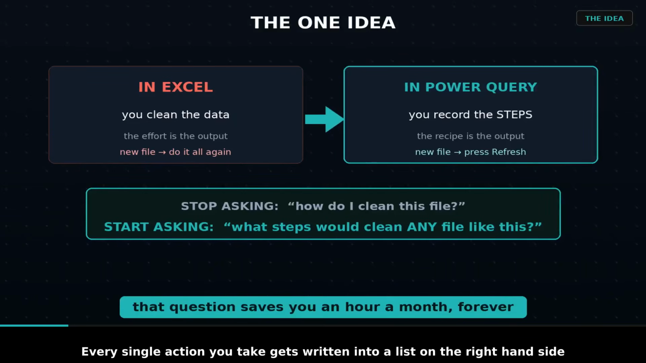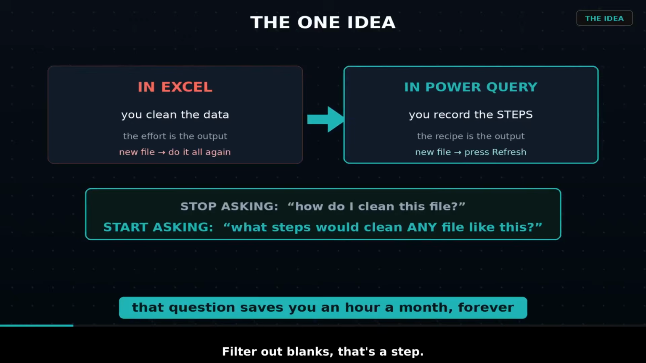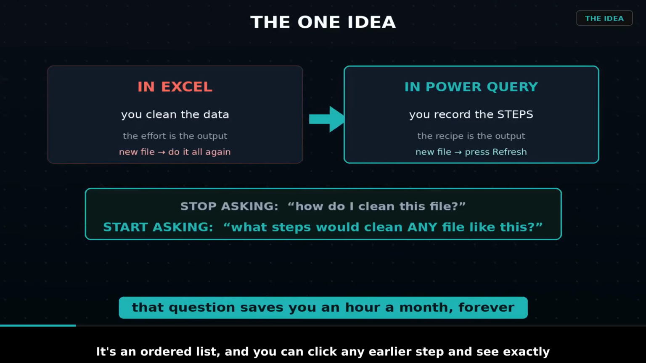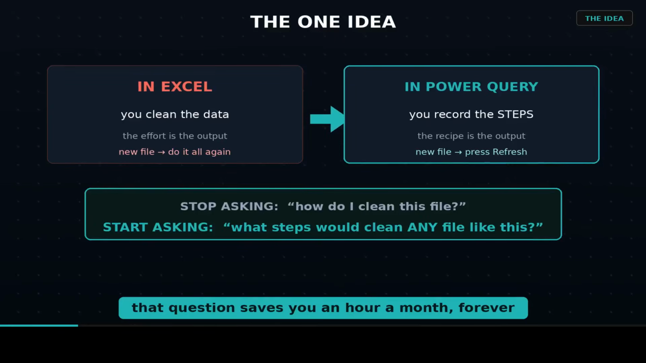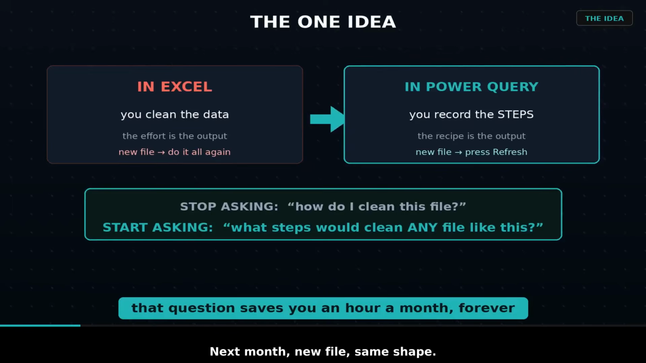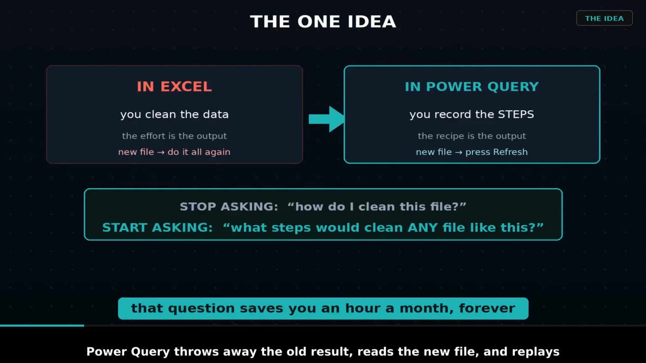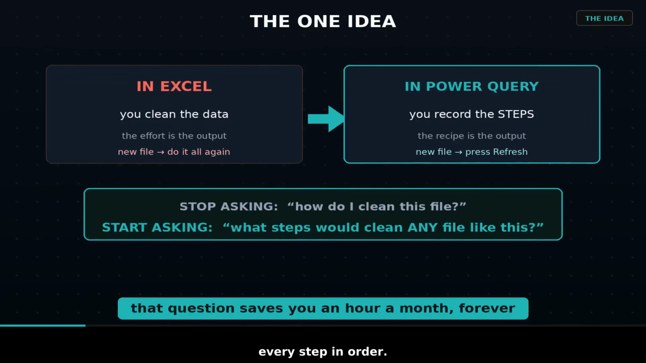Every single action you take gets written into a list on the right-hand side called applied steps. Change a column type, that's a step. Remove 3 columns, that's a step. Filter out blanks, that's a step. It's an ordered list, and you can click any earlier step and see exactly what the table looked like at that moment, which by the way is the best undo system in any tool I use. Next month, new file, same shape. You hit refresh. Power Query throws away the old result, reads the new file and replays every step in order.